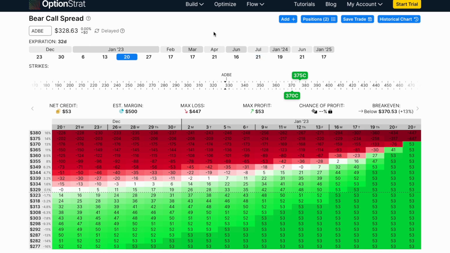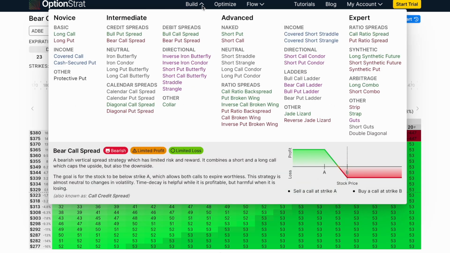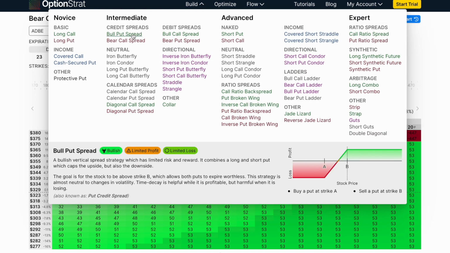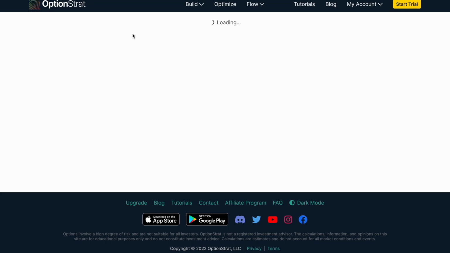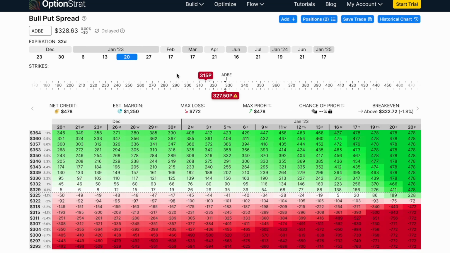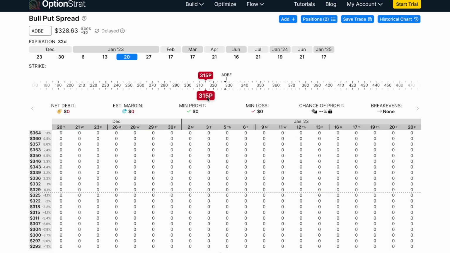I can quickly walk you through an option strategy that's a little bit more bullish on Adobe, but won't require $30,000 to sell a covered call or anything. So we're going to look at a bull put spread, also known as a put credit spread. So it's kind of the opposite of what we just ran through. Now remember, you need to choose the expiration date. So we're going to keep it at January 20th, 32 days. And you're going to do two options. You're going to sell a put, and then you're going to buy a put.